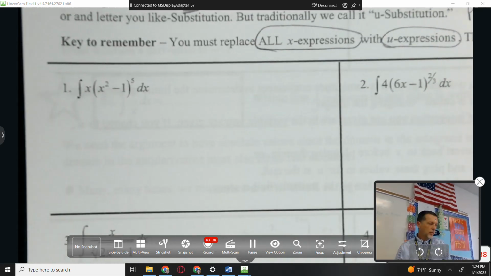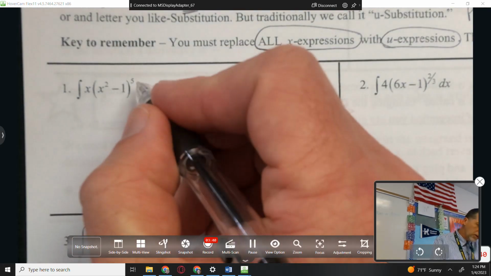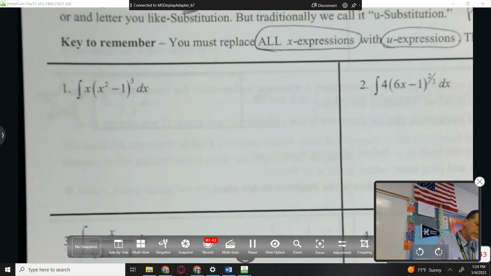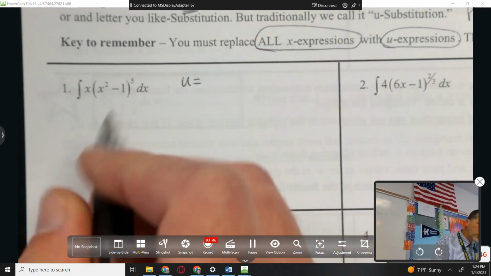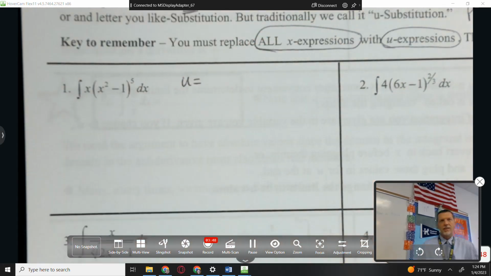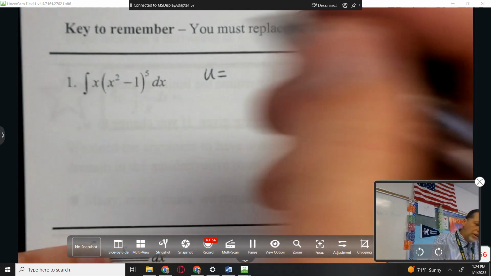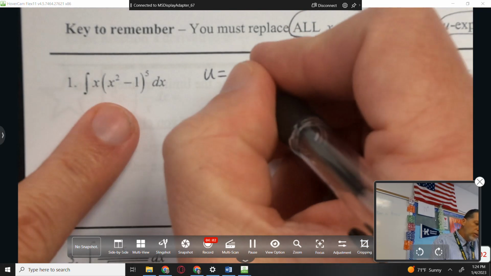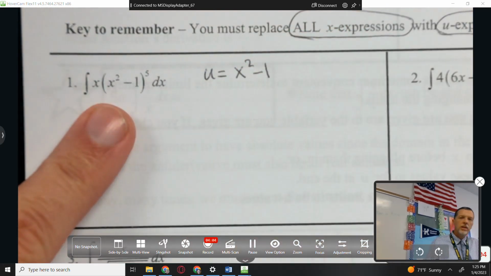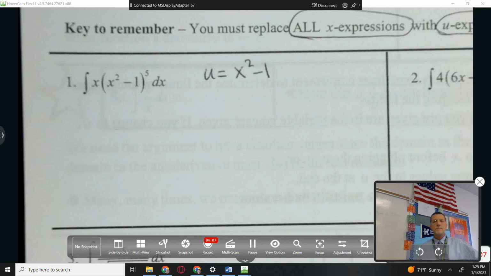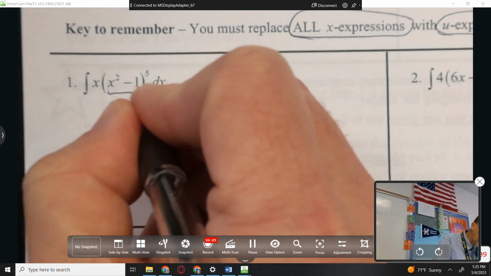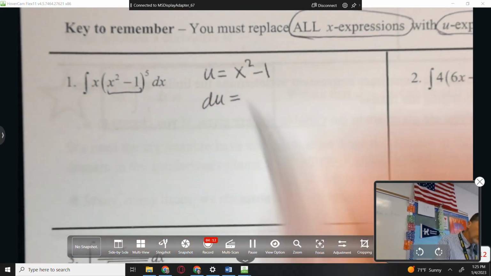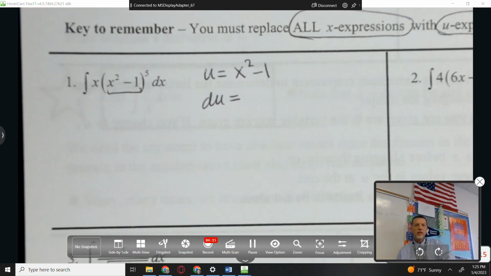All right, number 1. The integral of x times (x squared minus 1) to the 5th dx. I want u to be part of the integrand so that du shows up, preferably in some other part of the integrand. Since it's the first one, you probably don't know what u should be yet. But if I let u be x squared minus 1, this inside part right here, then what's the derivative of x squared minus 1?